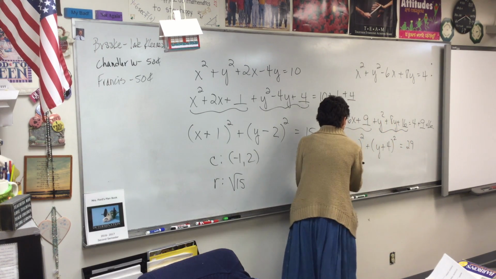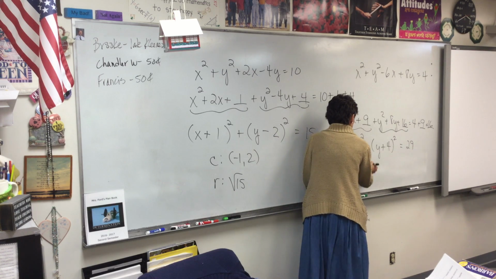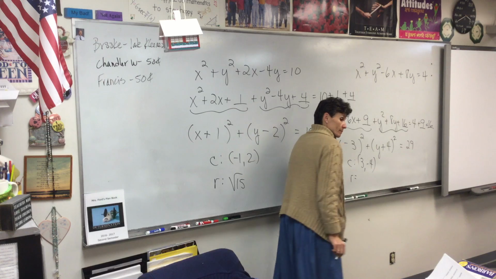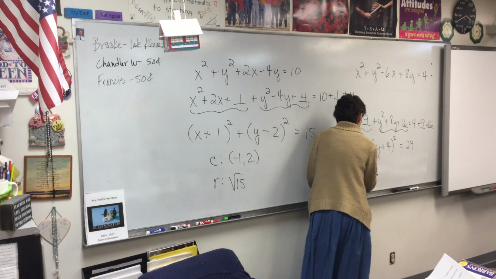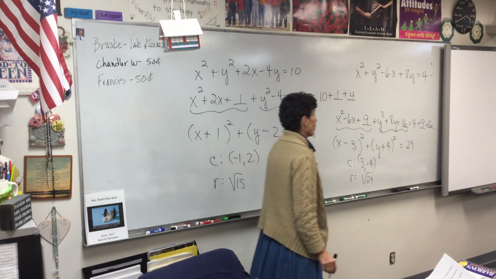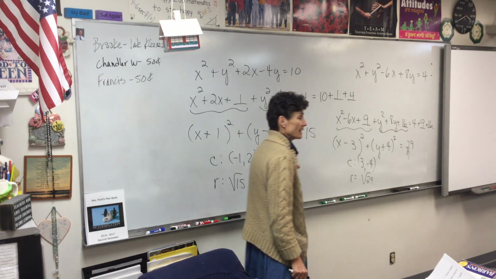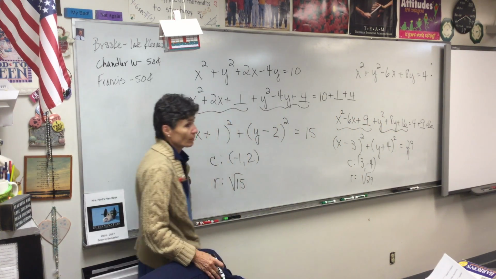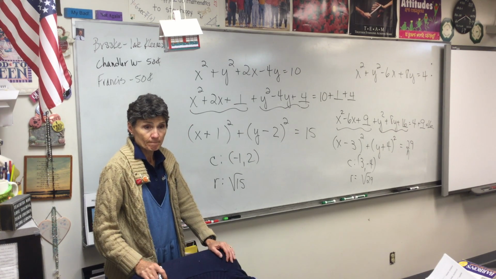29. Where's my center? 3, negative 4. Everybody okay with that? And my radius is square root of 29. Gang, your radius is always the square root of this number. That's r squared, so you gotta square root it. We okay with the circles?